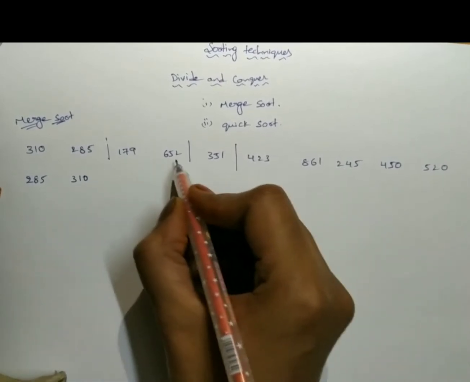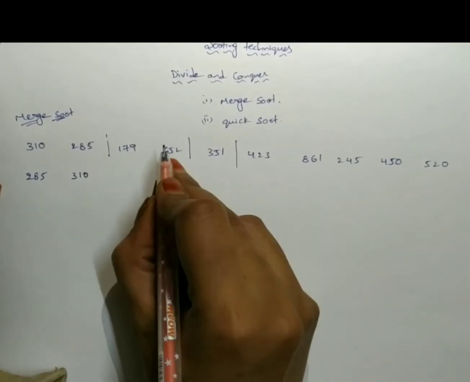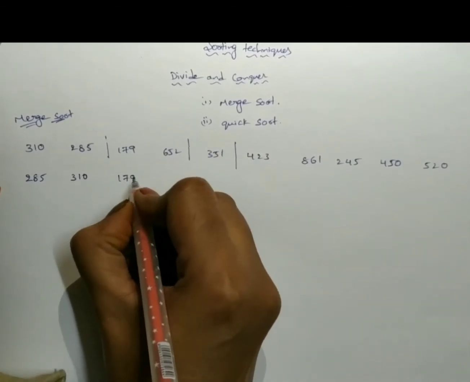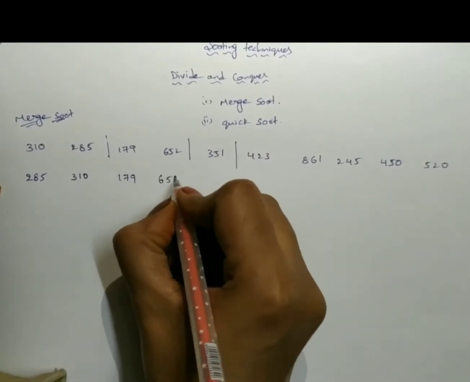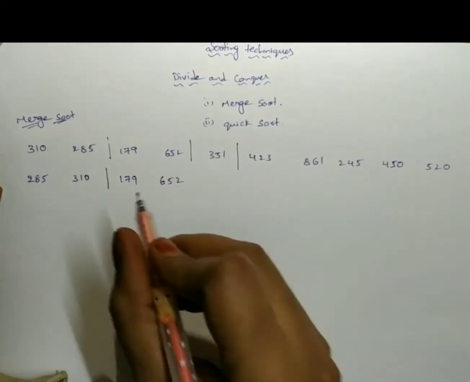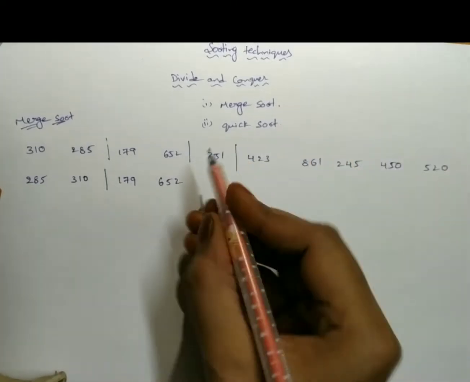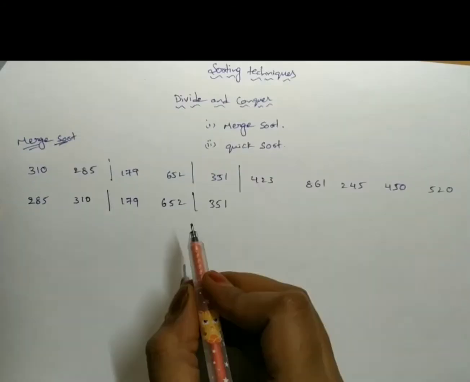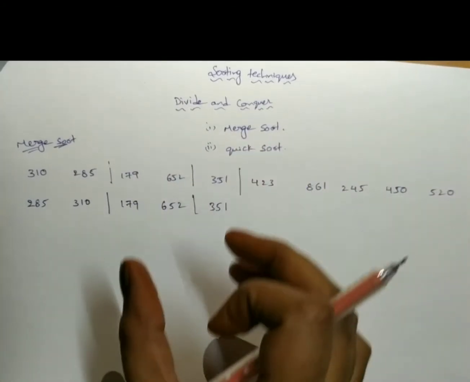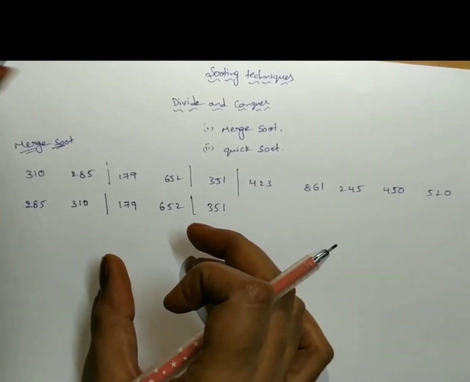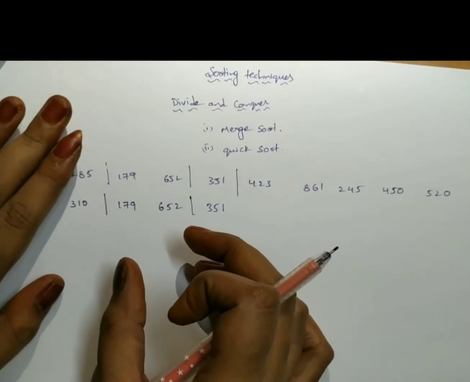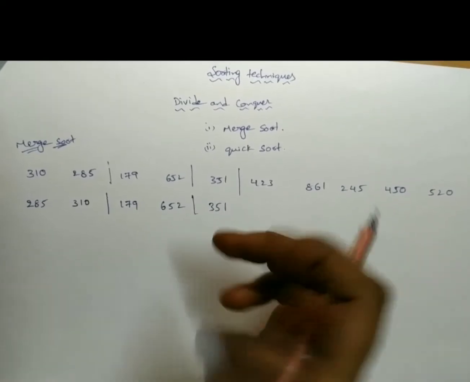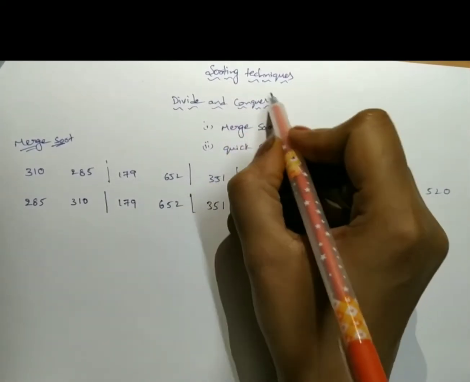179 will be compared with 652. 179 is smaller than 652, so there will be no swapping in this list. Okay, here we have only 351, so 351 will stay as it is. Now see, until now we have performed the divide operation. Now I am considering the conquer.